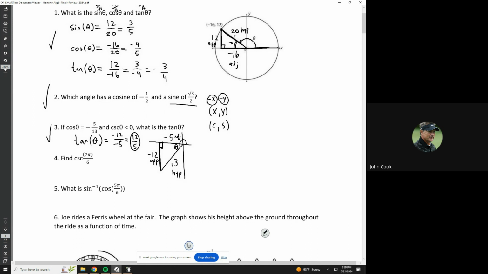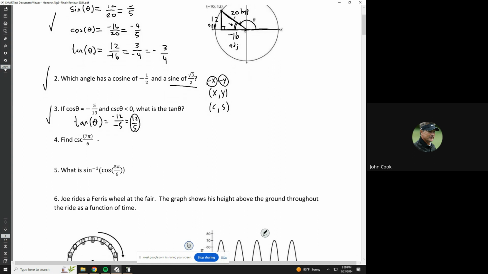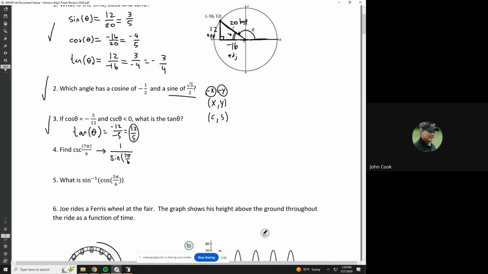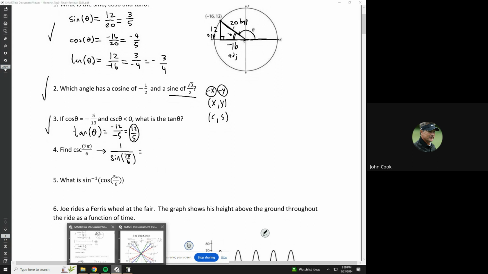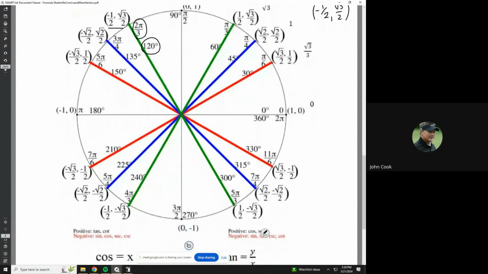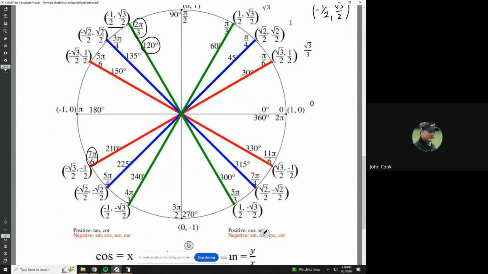Okay, the next one, find the cosecant of 7 pi over 6. Yeah, this one shouldn't be that bad either, and here's why. I know that cosecant is secretly 1 over sine. So this is the same as saying 1 over sine of 7 pi over 6. And I know what sine of 7 pi over 6 is equal to. It's one of my unit circle numbers. Let's see, 7 pi over 6, here it is right here. The first one is cosine, the second one is sine. So sine is negative 1 over 2 when the angle is 7 pi over 6.